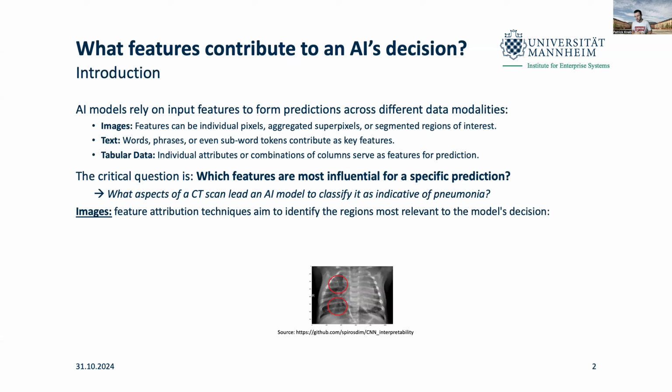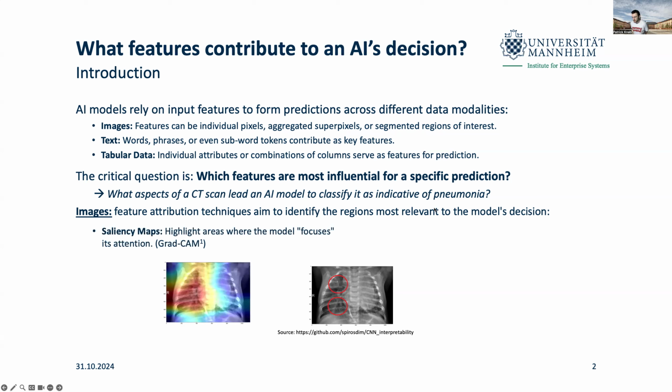And as I said before, for images, we have feature attribution techniques that aim to identify those most relevant regions within the image. And down below here, we see one example. This is a CT scan of a lung, and a human annotator here in red annotated that this is the specific area for pneumonia. And saliency maps, mostly known by GradCam, highlight the areas where the model focuses its attention. So it looks into the model itself. That's the reason why it's also called model specific.